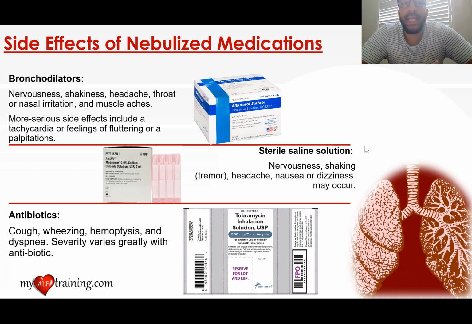Now we talked about how bronchodilators can cause throat or nasal irritation. So hemoptysis to me would indicate that antibiotics can cause an even more severe irritation, which is so severe or more expressed that it causes hemoptysis or bloody sputum.